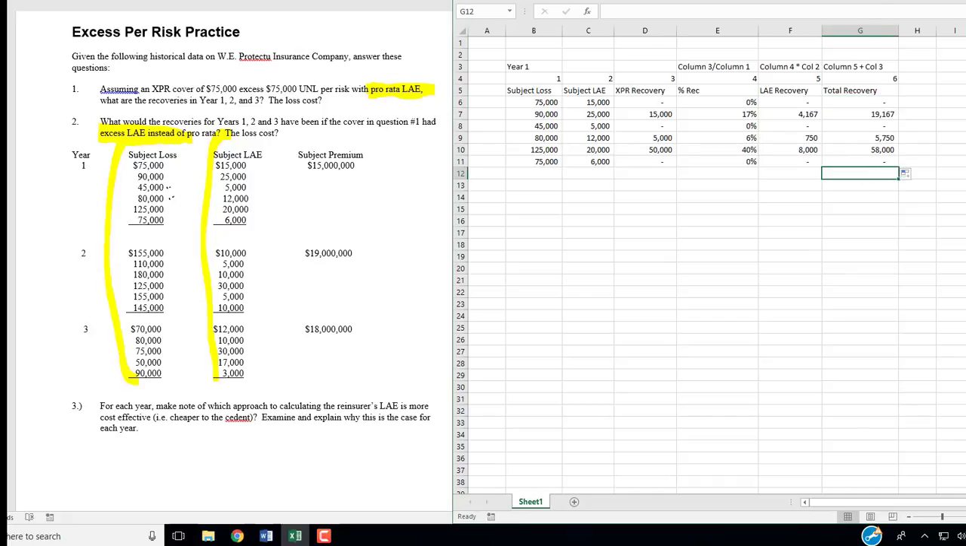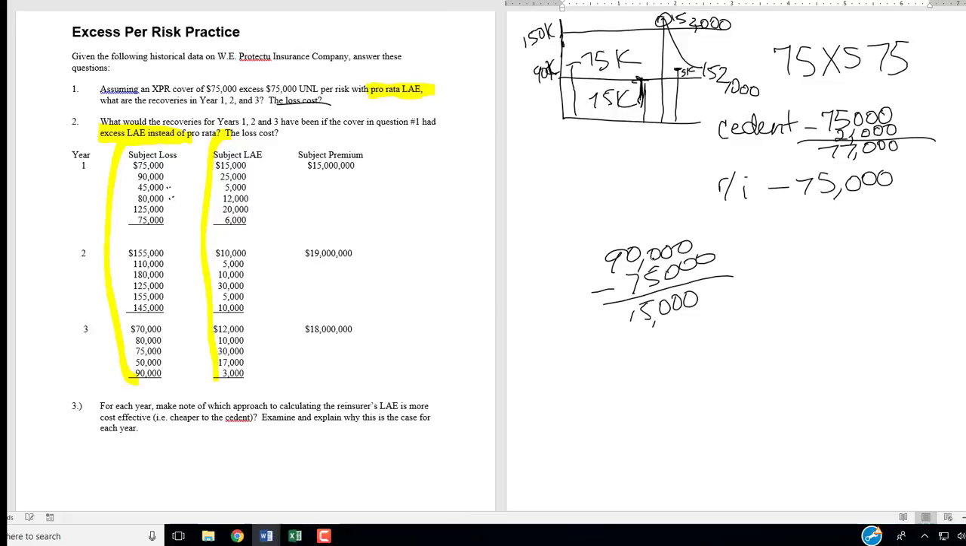Then we need to total this column. So I'm simply going to hit the sum here. And that gives us 82,917. But the question asks for the loss cost. And so we need to divide the total loss recovery by $15 million in the first year because that's the subject premium. What this question is asking for is the loss cost of the recoveries.